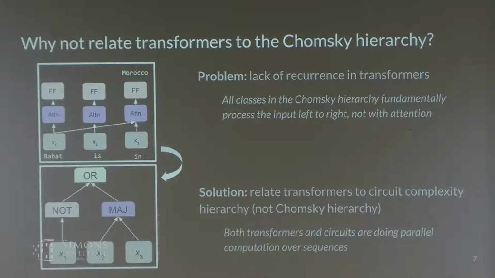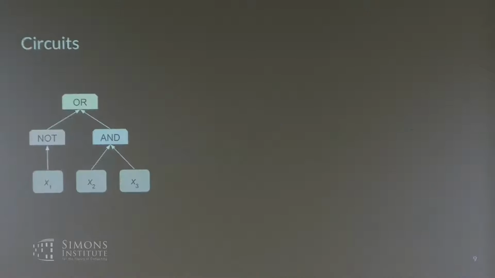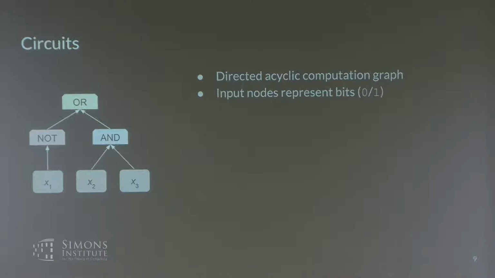So we're going to relate transformers to circuits and then use that to draw insights about the types of computation that they can express. That brings us on a detour into circuit complexity. I'm going to describe some of the basic ideas with circuits very briefly. Circuits are quite an intuitive model of computation. They're basically a DAG where you have input nodes representing bits, and then internal nodes representing functions, typically logical functions over these bits.